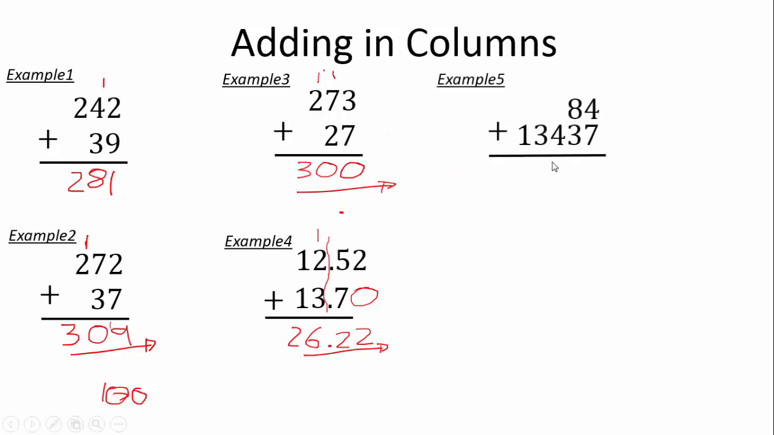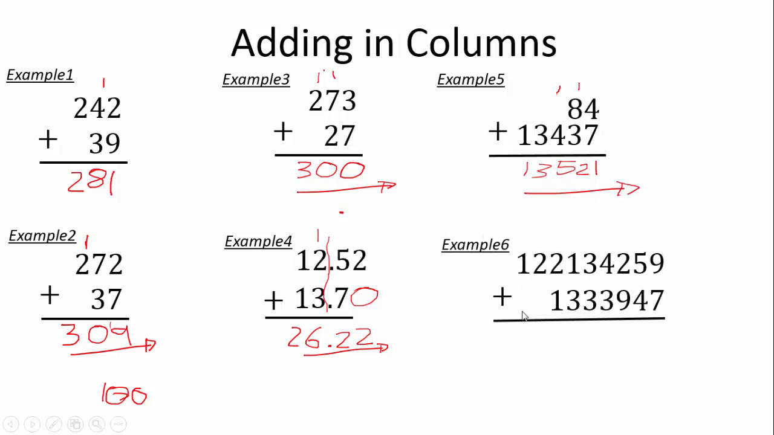Now let's have another look at an example. 4 plus 7 is equal to 11, so we're going to go 1 there, and over 1 over here. 8 plus 1 is 9, plus another 3 is 12, so we're going to put a 2 here. Now it doesn't matter that we have the smaller number at the top. 1 plus 4 is 5, plus another 3, plus a 1. 13,521. Well done, guys.